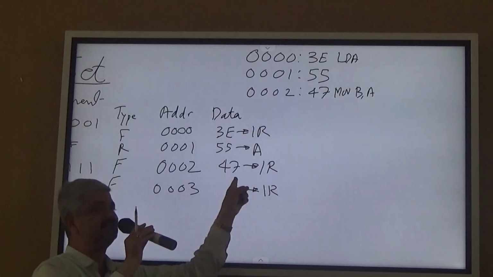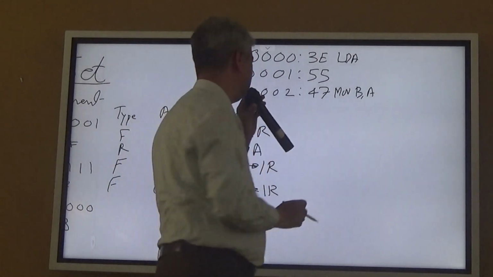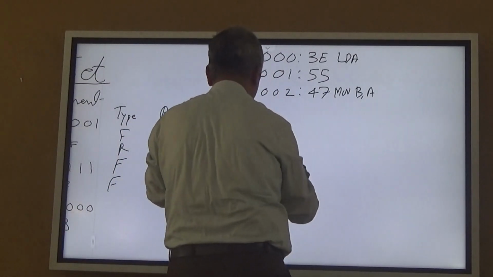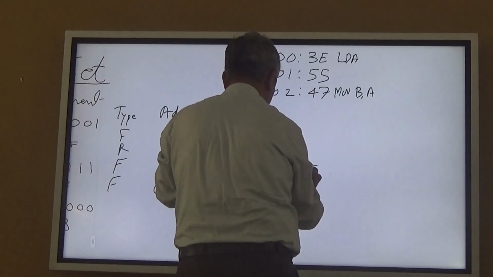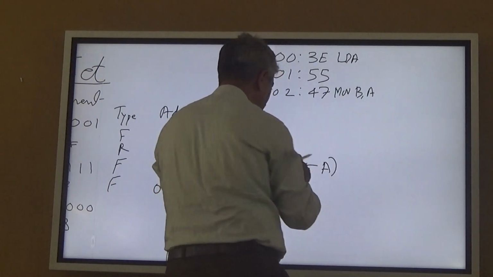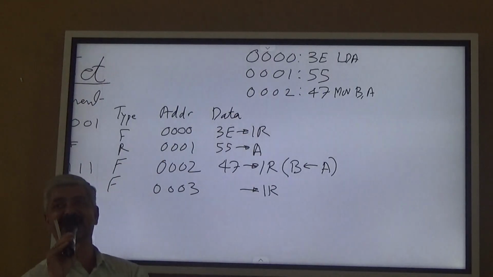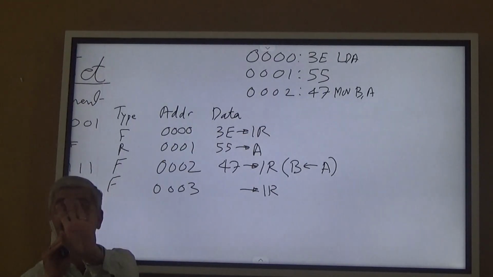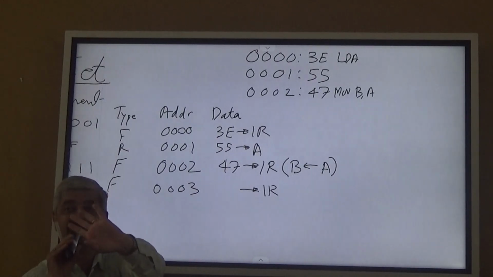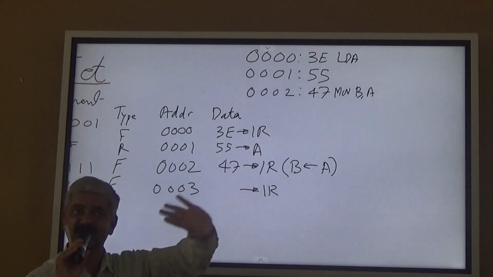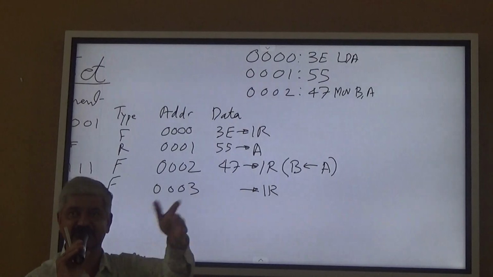The moment it understands that it is MOV B, A, what does it do? So we write it here in the bracket. Why in the bracket? Can you answer? It is not appearing on the bus. It is not appearing on the external data bus, the data bus of the microprocessor. It is happening internally. Is it right?